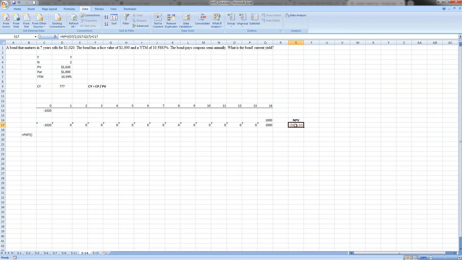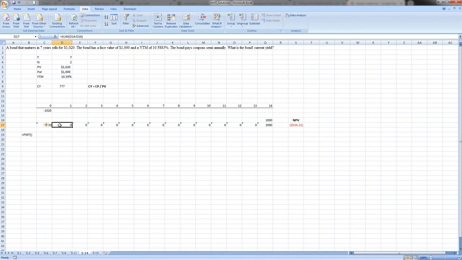We've already taken the liberty of using the NPV function where we use the yield to maturity of 10.5883%, but semi-annually. And we have those cash flows, including the cash outflow at time 0. So what we're then trying to find out is what cash payment results in an NPV of 0.